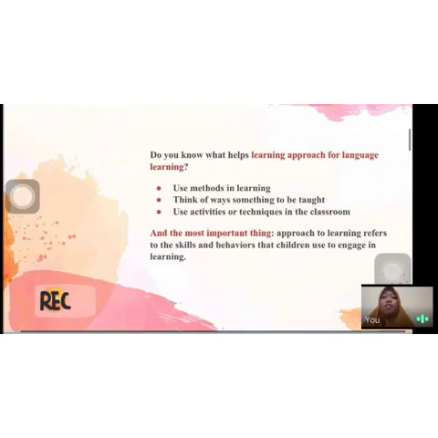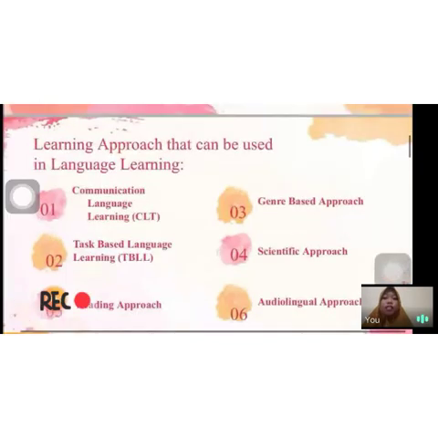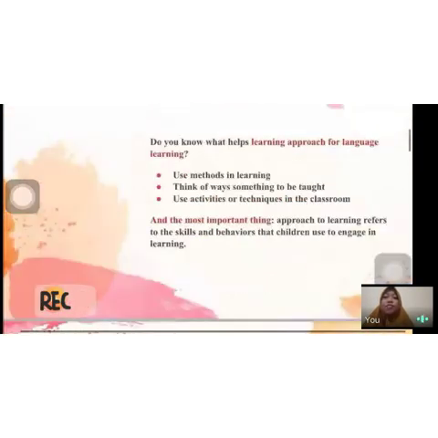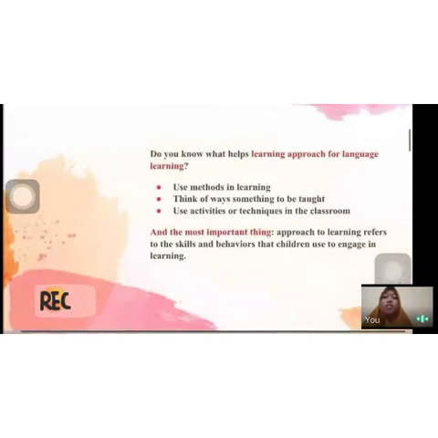Furthermore, approaches to learning focus on how children learn. It refers to the skills and behaviors that children use to engage in learning. The approaches to learning domain incorporates emotional, behavioral, and cognitive self-regulation under a single umbrella to guide teaching practice that supports the development of these skills.